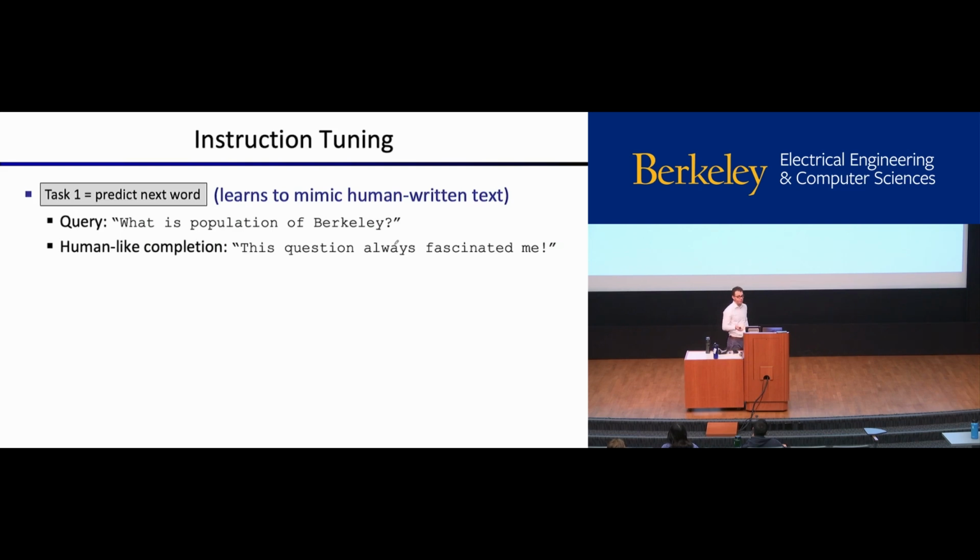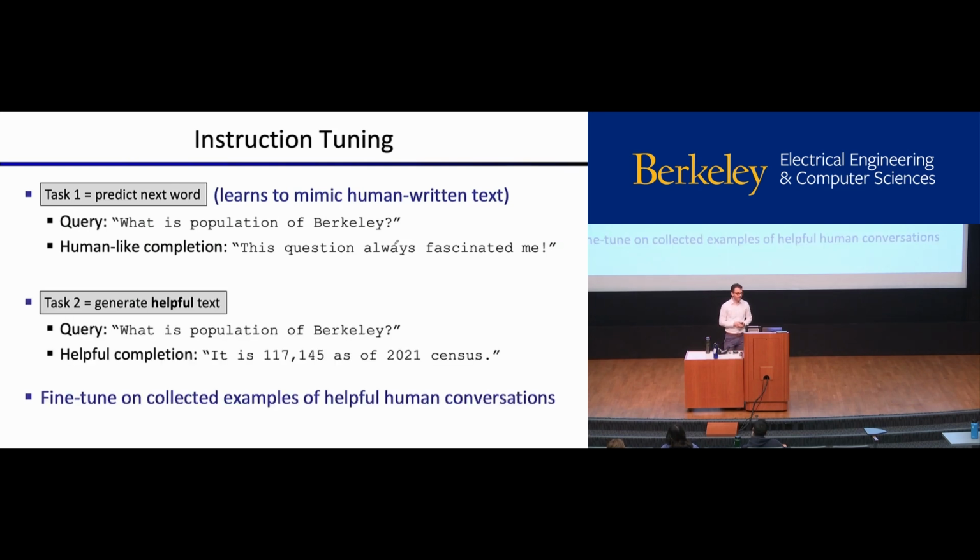So maybe it's human-like because that's something that you can predict. But what we want is helpful text. So task 2 is how do we get this thing to generate helpful text? Not just text that looks like text that it saw, but helpful text. And this is where instruction tuning comes in.